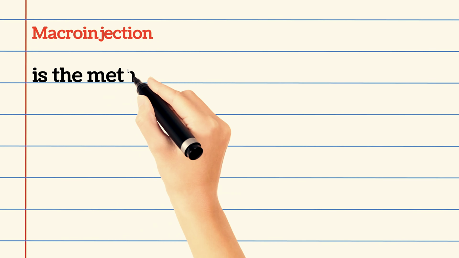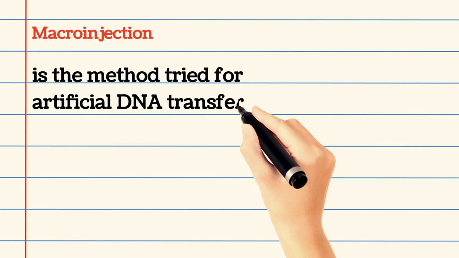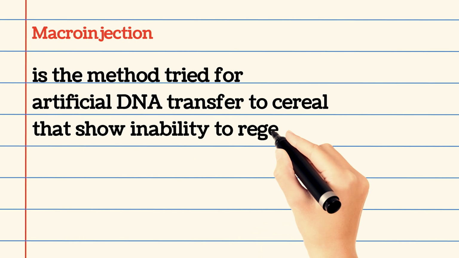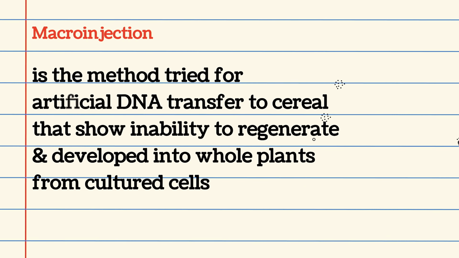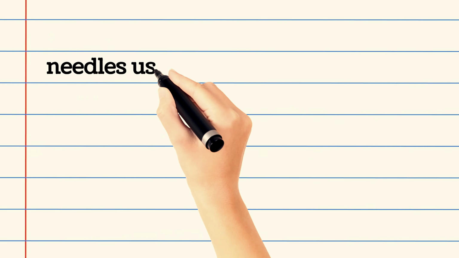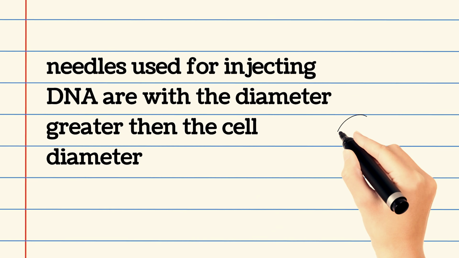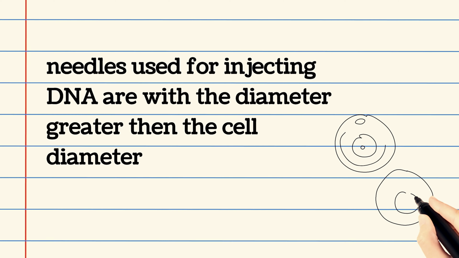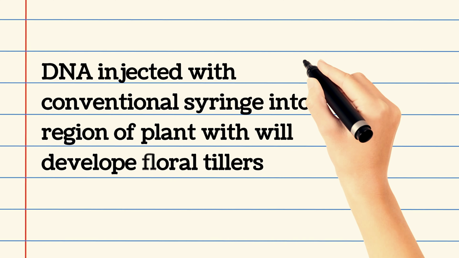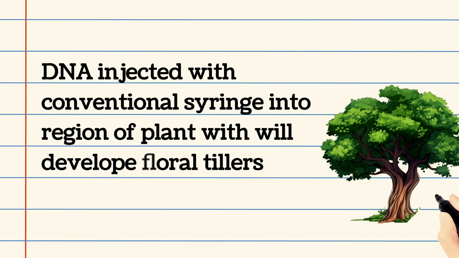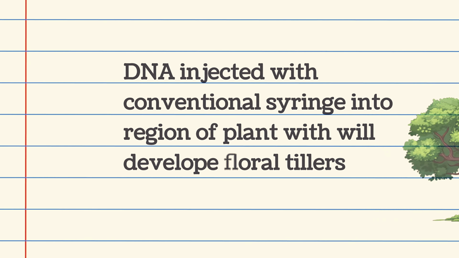Macroinjection is the method tried for artificial DNA transfer to cereal plants that show inability to regenerate and develop into whole plants from cultured cells. Needles used for injecting DNA are with the diameter greater than the cell diameter. DNA is injected with a conventional syringe into the region of the plant which will develop into floral tillers.